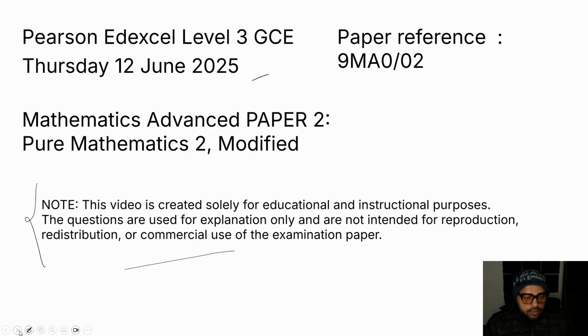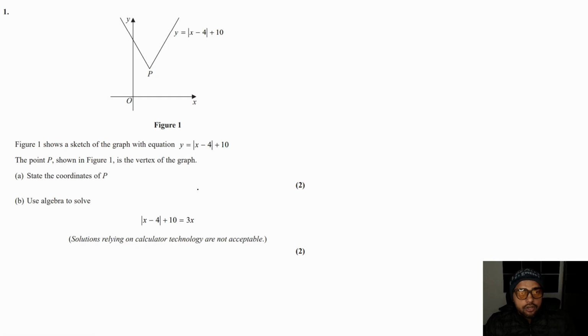So let's solve it. I've taken all the questions on a PowerPoint. The first question states that we need to state the coordinates of P. It's very easy, by the way, but I'll tell you in detail: mod of x negative 4, plus 10. For this mod value, we just need to substitute it equals to 0.